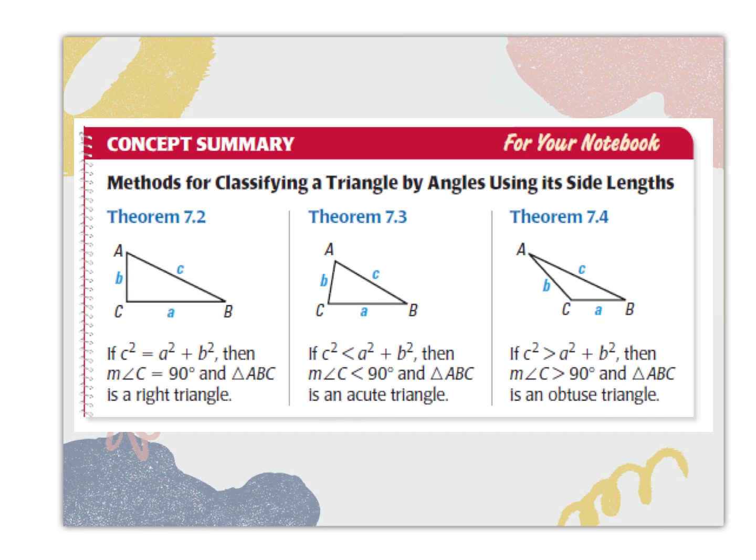So those are the methods for classifying a triangle by angles using its side lengths. Again, how do we classify a triangle as acute, obtuse, or right? We use this formula. If c squared equals a squared plus b squared, then it is a right triangle. If c squared is less than a squared plus b squared, it is an acute triangle. And if c squared is greater than a squared plus b squared, it is an obtuse triangle.